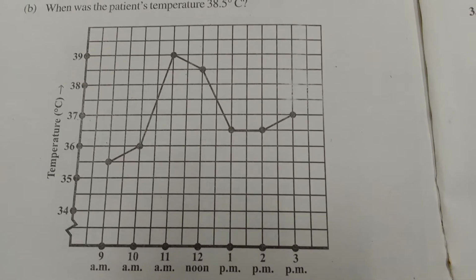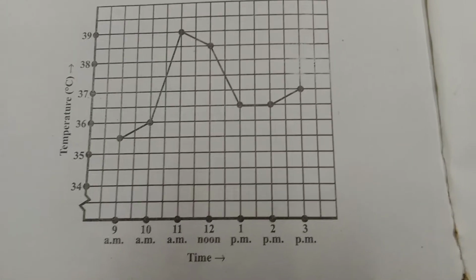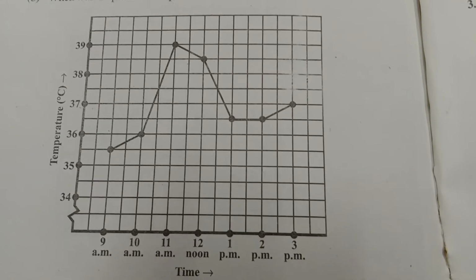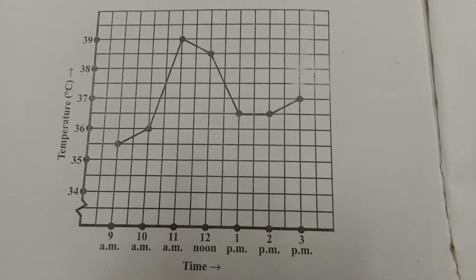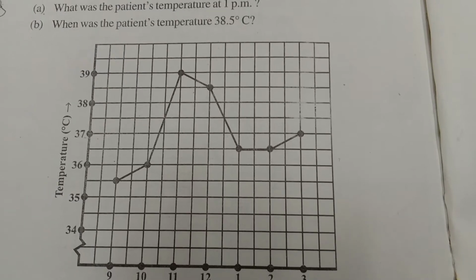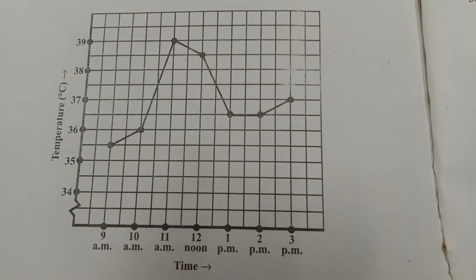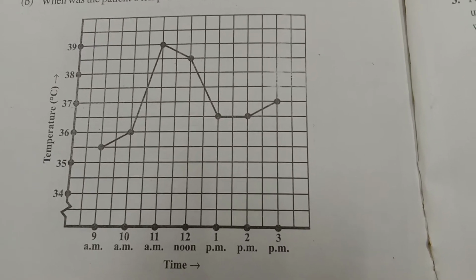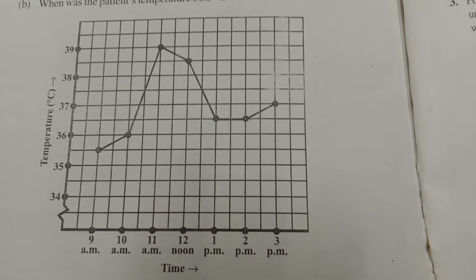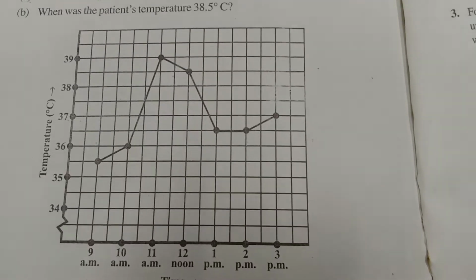So the temperature slowly increased. From 9 to 10 we find an increase in the temperature. Similarly, from 10 to 11 we find an increase in the temperature. From 11 to 12 to 1 p.m. there is a downfall in the temperature, and from 1 to 2 the temperature is constant. Again from 2 to 3 p.m. there is an increase in the temperature.